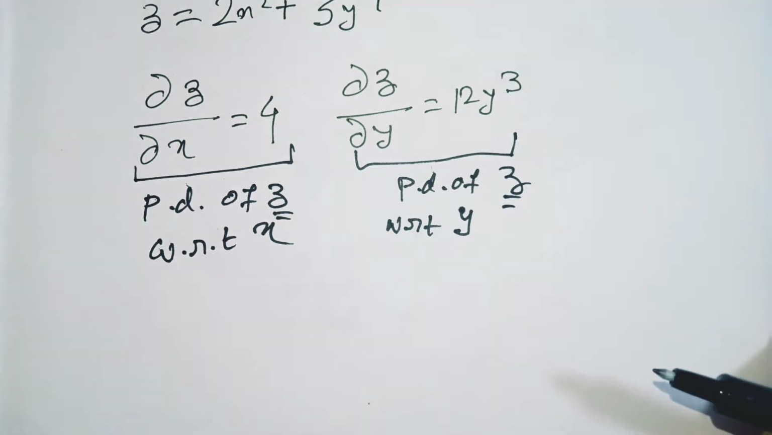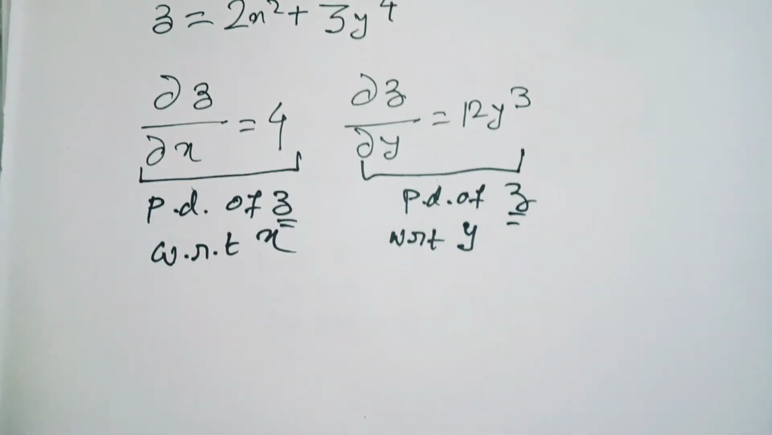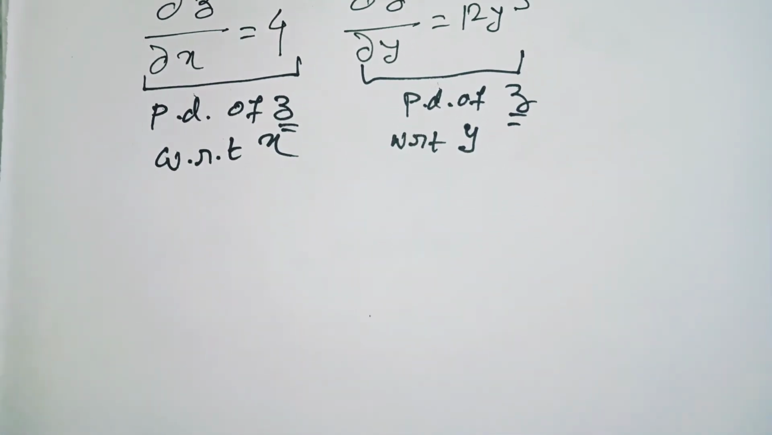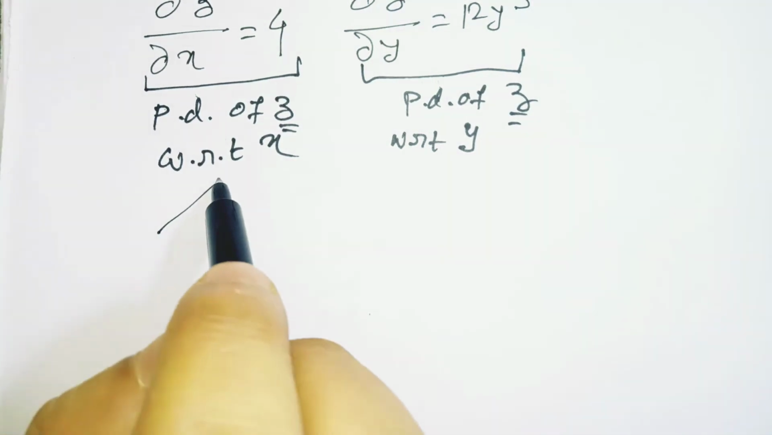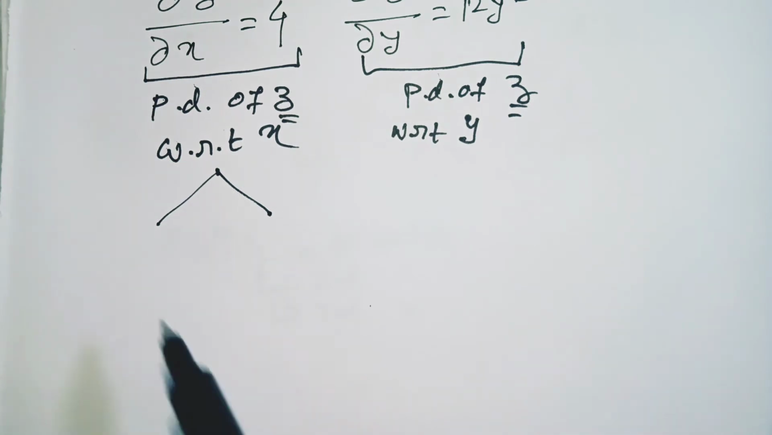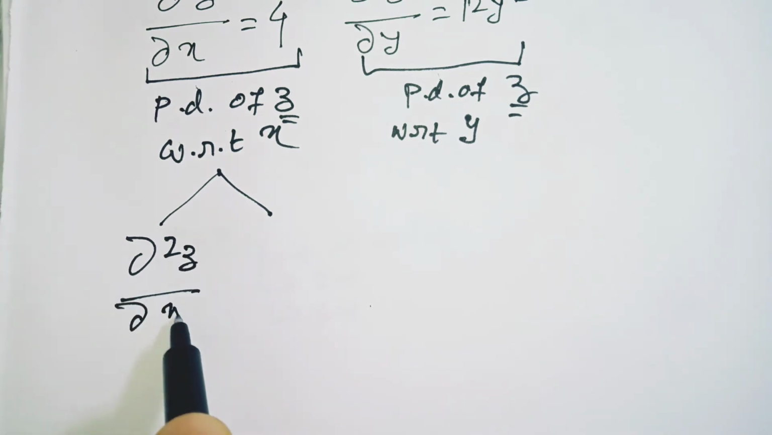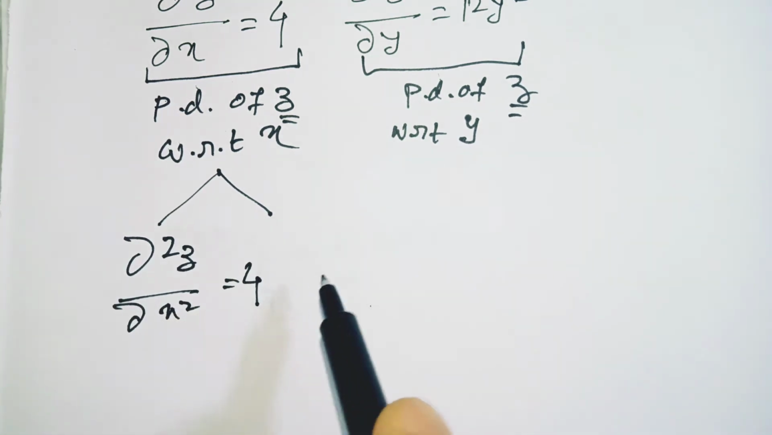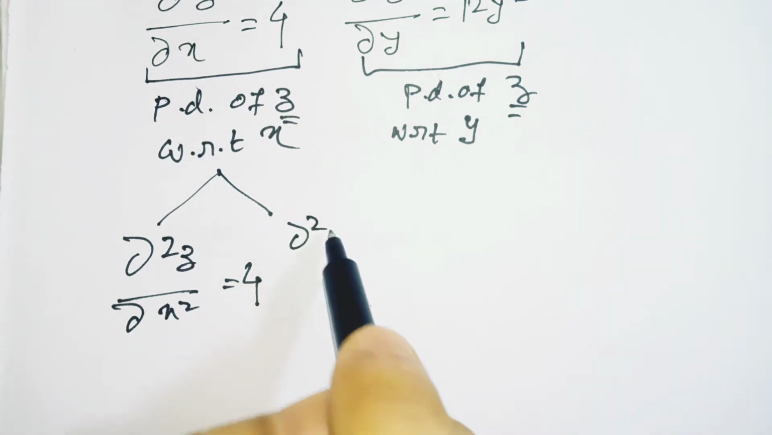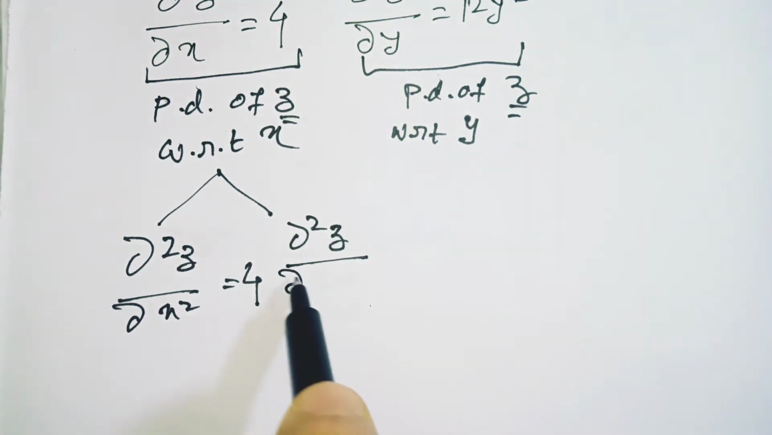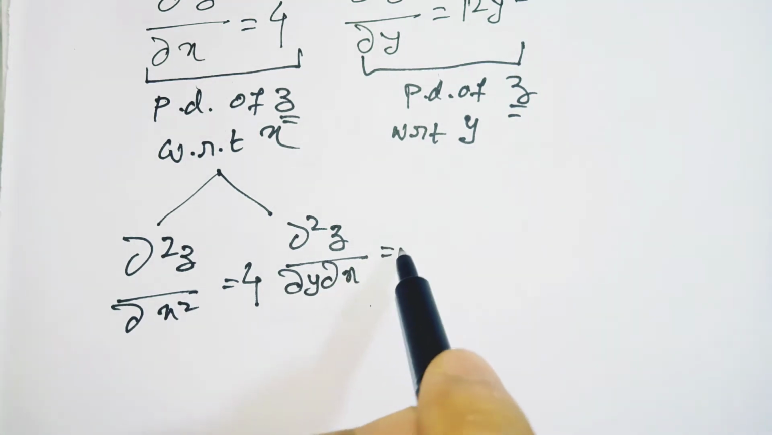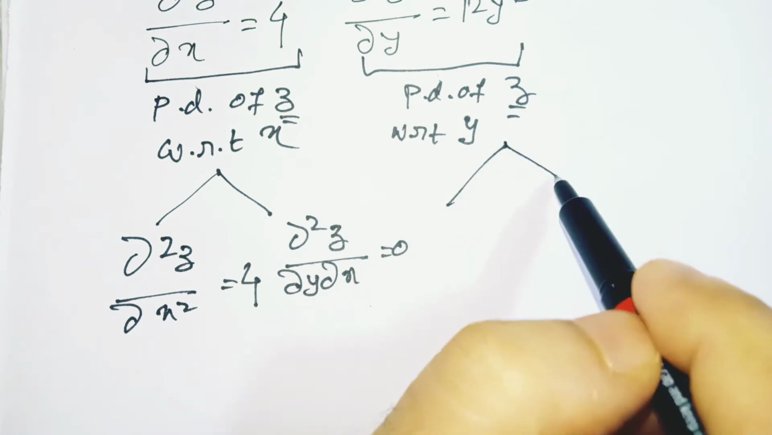Now if I want to get the second order derivative, I have shown you that there is a first order, and then we move on to the second order. For the second order derivative, we can take the derivative of the first order derivative. So I can write d squared z by dx squared equals 4, right? And then we get d squared z by dy dx equals 0. Then we proceed with this part and we get two values.